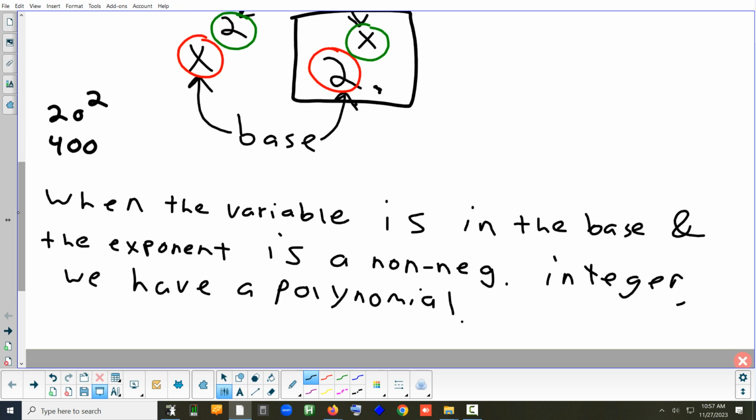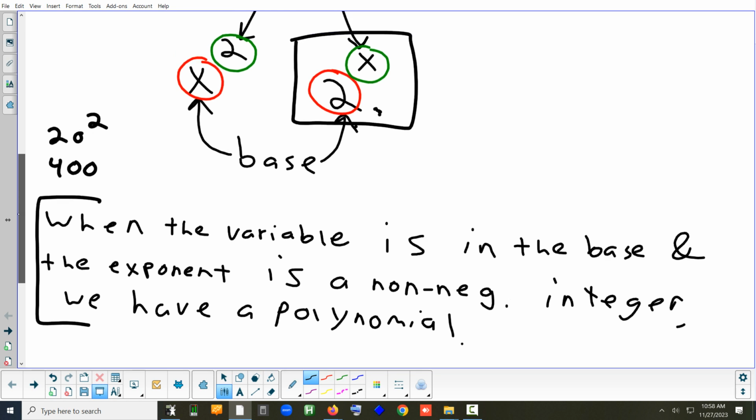So the one on the left, that's where the variable is in the base, and the exponent is a non-negative integer. That's a polynomial. x squared, 2x cubed, 5y to the 4th power. Those are all examples of polynomials. You have a variable in the base, and you have an exponent that's not negative, and it's not a decimal. We've studied those back in chapters 2 and 3. What we're going to look at is the one that's on the right.